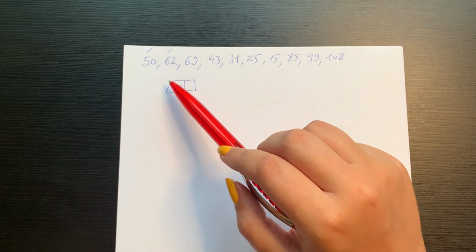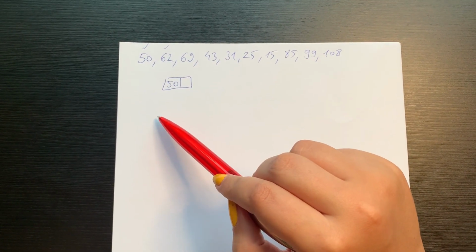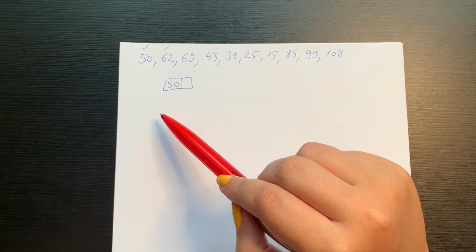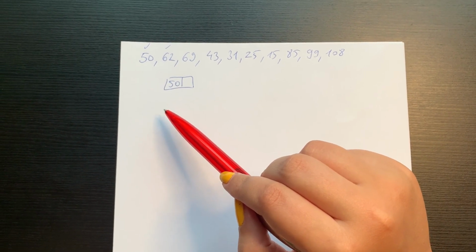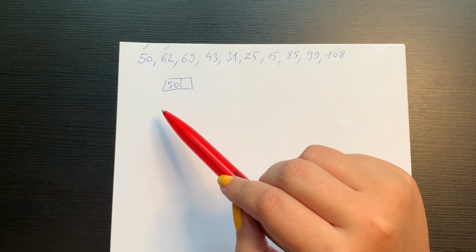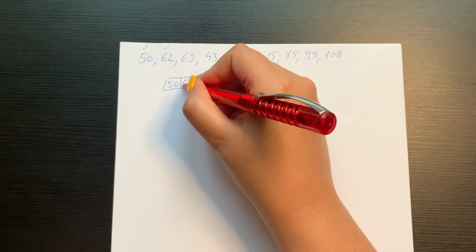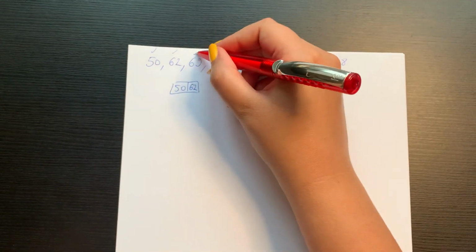All right, so the next number we're going to insert is 62. Now remember that we need to follow the rules of the binary search tree when it comes to insertion. So if you don't know how to insert into a binary search tree, please look at my previous video here on my channel. So since 62 is bigger than 50, we're gonna add it right here. Okay, now we're gonna try to add 69.